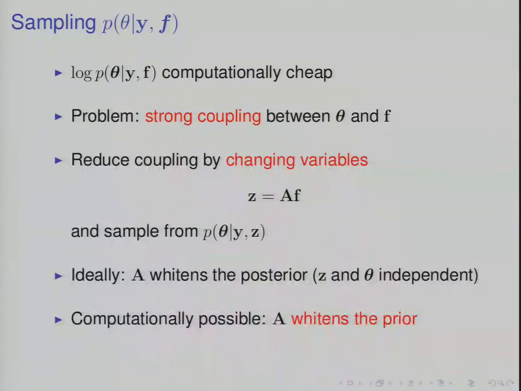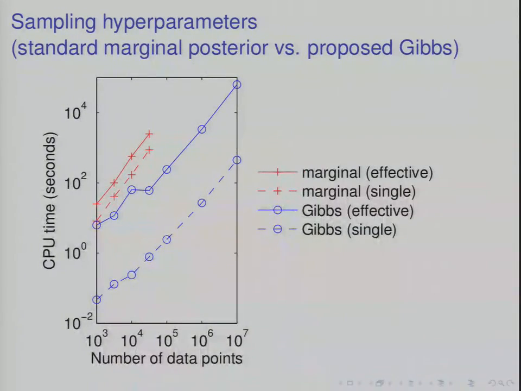So let's see how well this works. Now here's a comparison between the standard approach using the marginal posterior and the Cholesky decomposition, and the Gibbs sampler. The red line is the standard approach and the blue line is the Gibbs sampler. And because there's a high autocorrelation between the samples, especially in the Gibbs sampler case, we compute the effective number of samples.